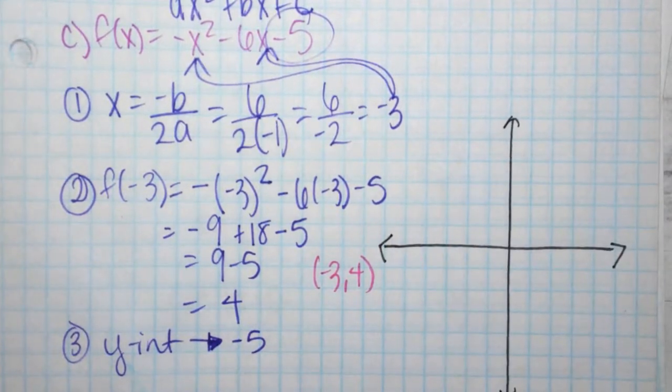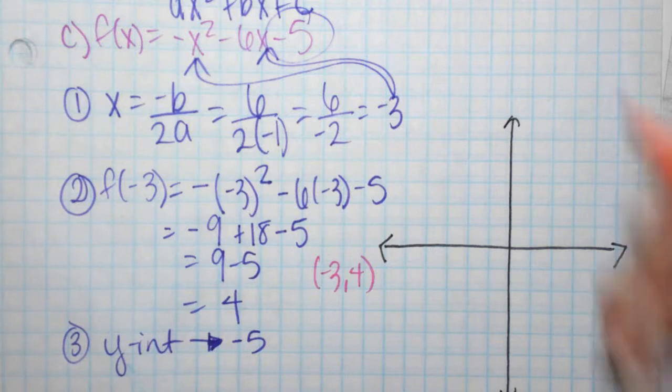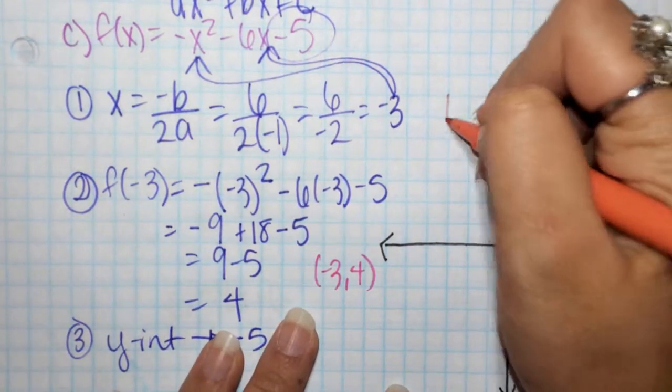Alright, where is my axis of symmetry? -3. Negative 3. So we go left 3 and then draw a vertical line.